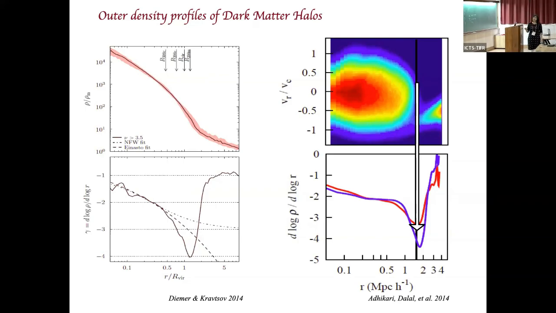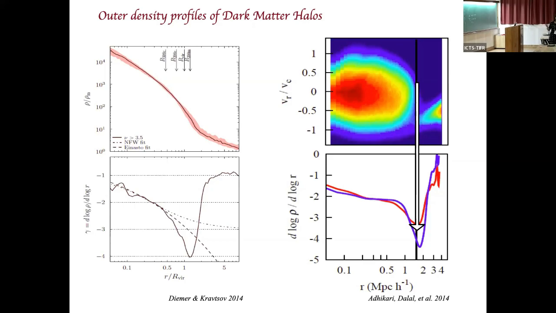So this was pointed out by Diemer and Kravtsov in 2014: the slope of the density profile of the halo, where on top there's the density as a function of radius, and on the bottom there's the logarithmic slope as a function of radius, becomes quite steep in a narrow localized region around the traditionally defined virial radius. So this is what we would have expected from NFW, whereas this is what we get, at least in a large variety of halos. And you can see that the steepening corresponds very closely to where this phase space discontinuity is happening.